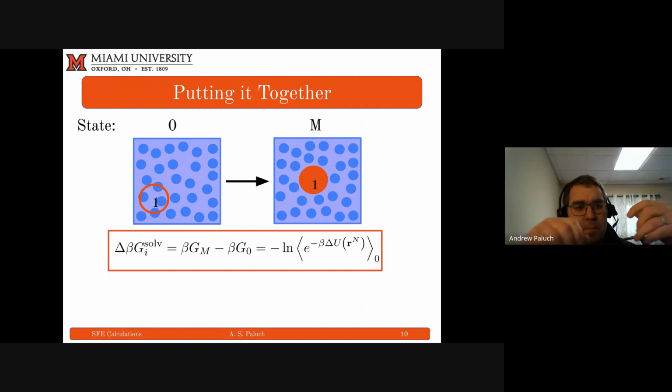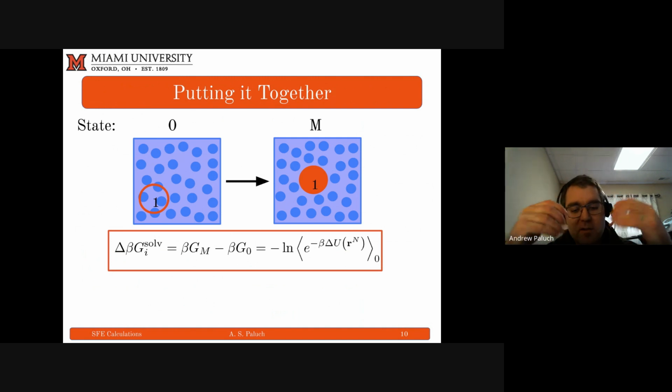in terms of pictures, in state zero, I have an ideal gas, right? So in an ideal gas state, my solute molecule could be found anywhere in the system with equal probability. Now think about my target state, where my solute's fully interacting with my solvent.